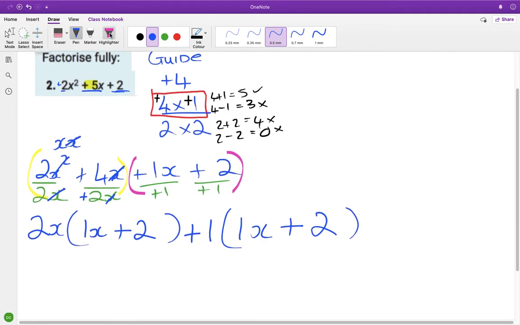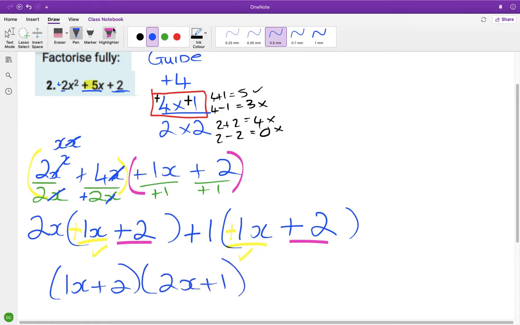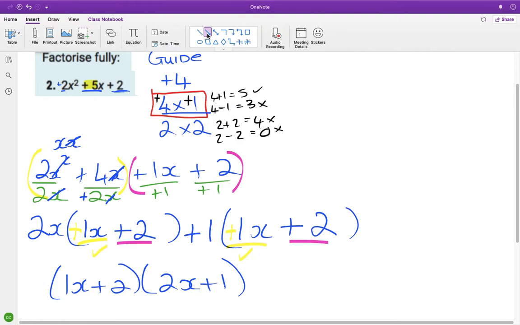Anyway, next thing then is to check if they match. So I have a plus 1x and I have a plus 1x, so they match. And then I have a plus 2 and plus 2, and they match. So I got it right. So I write down my 1x plus 2, which is my matching bracket, and I write down my 2x plus 1, which is going to be my answer.